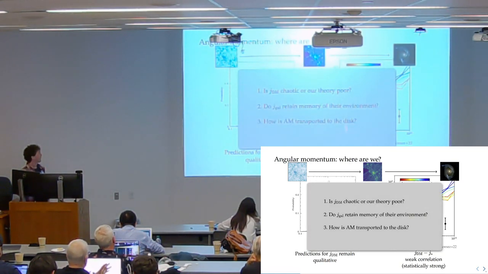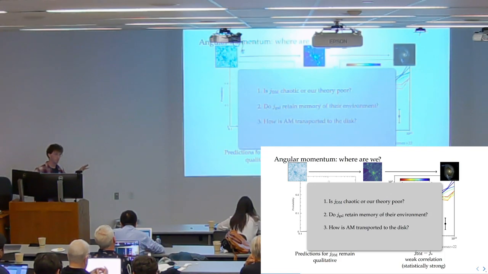All right, and so I want to address 3 questions today. First one is whether dark matter angular momentum is chaotic, or whether it's just that our theory is poor. And if you want to snooze your brain for a couple of minutes, the answer is our theory is poor.